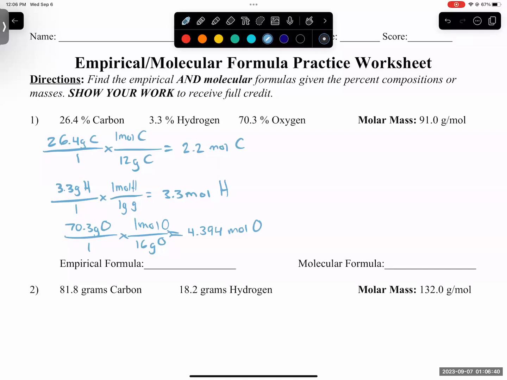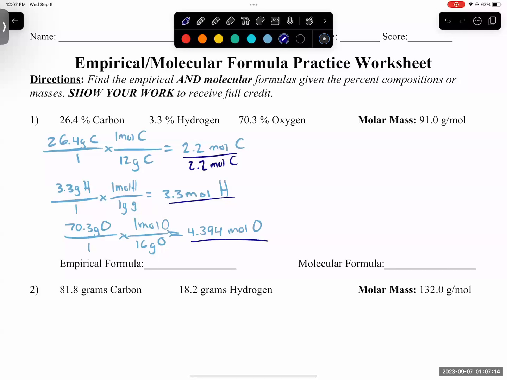What's the definition of empirical formula? Oh, it's the least amount of coefficients that you can have. Or what's a fancier way to say that? Most simplified. So the empirical formula is the smallest whole number ratio of your elements in a compound. That's basically what y'all said, but a little more textbook definition. So we're going to divide by which one? 2.2. Yeah.